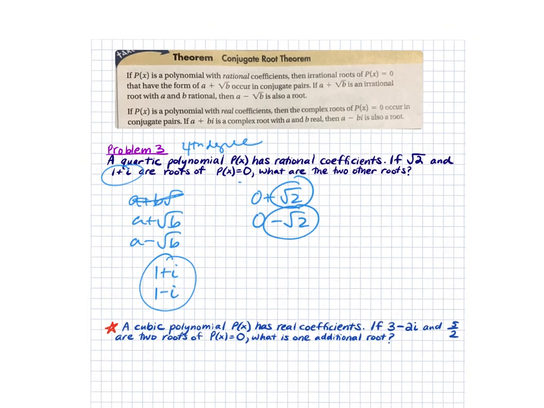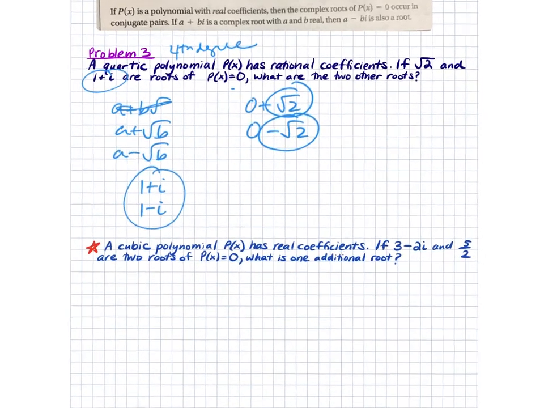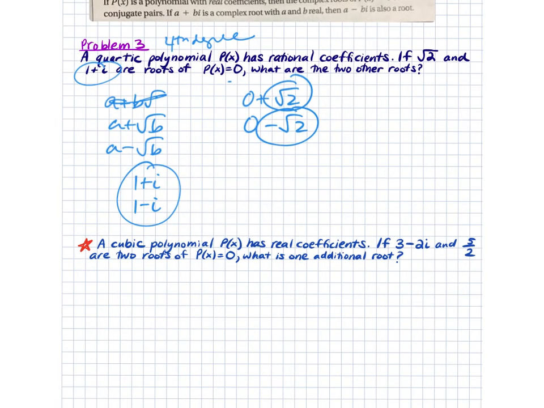So try this one on your own here. If you have a cubic, that means it's degree 3, has real coefficients if these are our 2 roots, what's the one additional root? So press pause, try this on your own, and then check back for the solution. Okay, so since this root is rational, that doesn't tell us another conjugate pair, but this one's complex, so this gives us the 3 plus 2i. So that's the one additional root there.